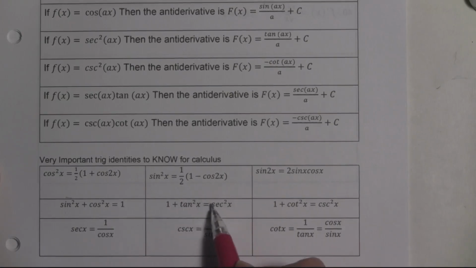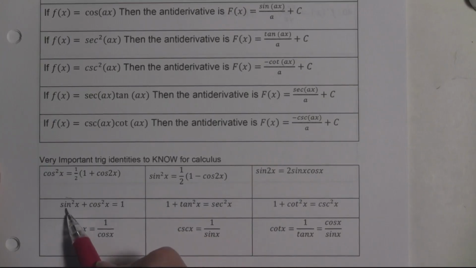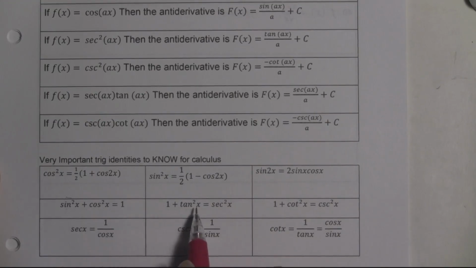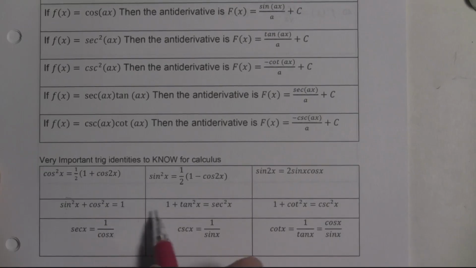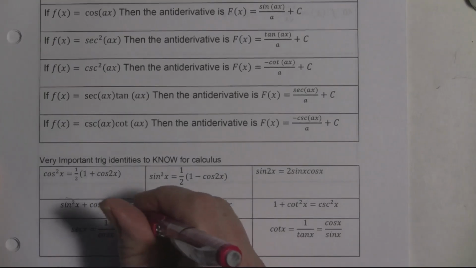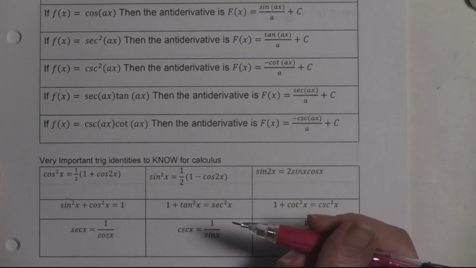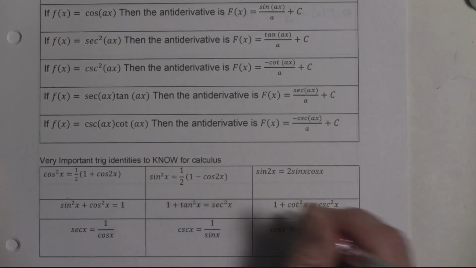If I wanted this one, what am I going to have to divide every piece by? I hope you're saying cosine squared. So sine squared divided by cosine squared is tangent squared. There it is. Cosine squared divided by cosine squared is 1. And 1 divided by cosine squared is secant squared. So if you know this one and know that all you have to do is divide by sine squared or cosine squared, you get the other two for free.